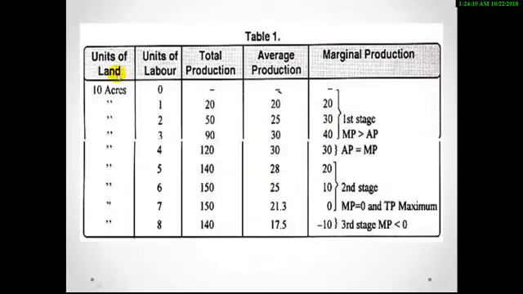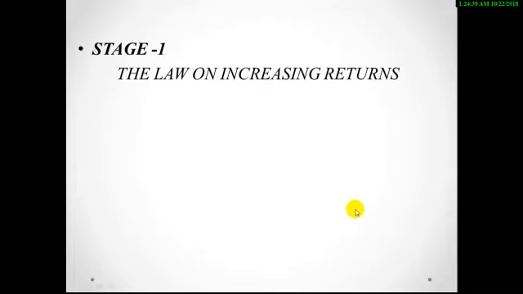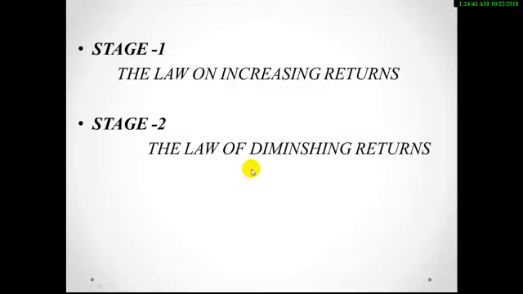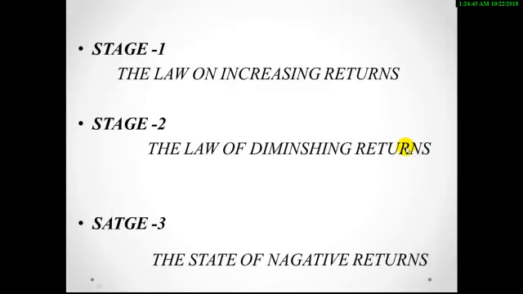In this table you can see units of land, units of labor, total production, average production and marginal production. Here this table shows that by keeping land as a fixed factor, the production of the variable factor, that is labor, is shown. In this table it is clear that there are three stages of the law of variable proportion. Stage 1 is the law of increasing return, stage 2 is the law of diminishing return, and stage 3 is the stage of negative returns.